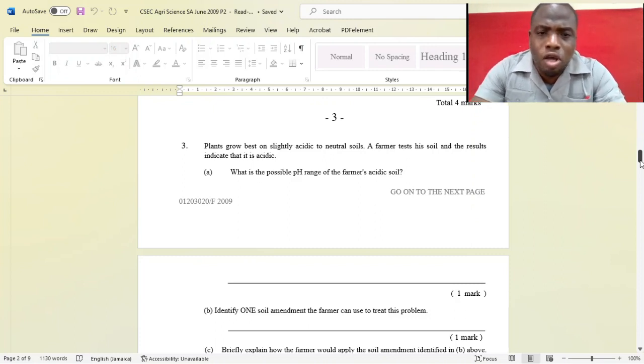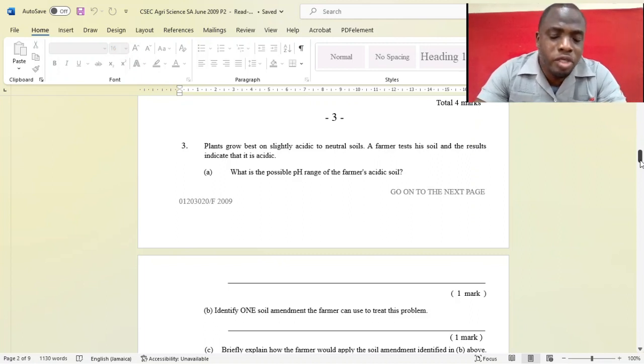Plants grow best on slightly acidic to neutral soils. A farmer tests his soil and the result indicated that it is acidic. What is the possible pH range of the farmer's acidic soil? Now, we know the pH scale ranges from 0 to 14.